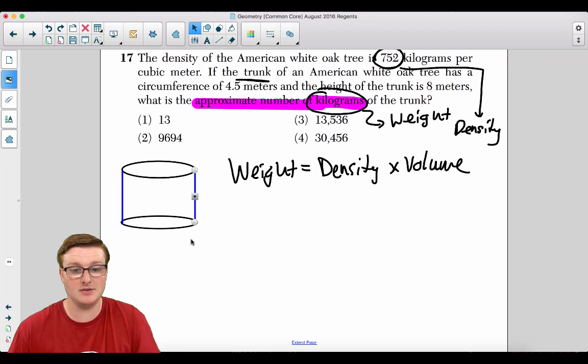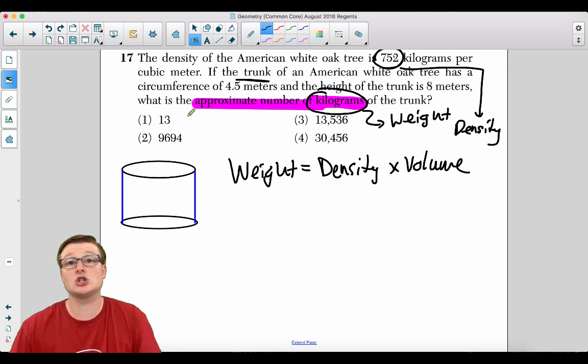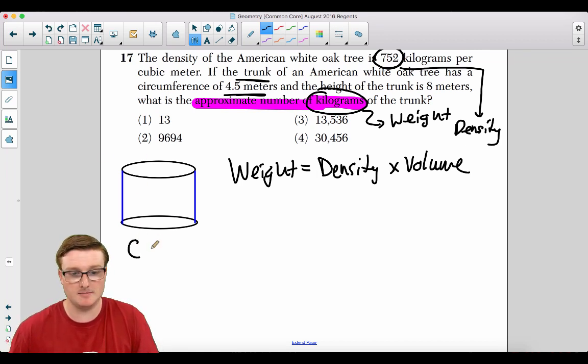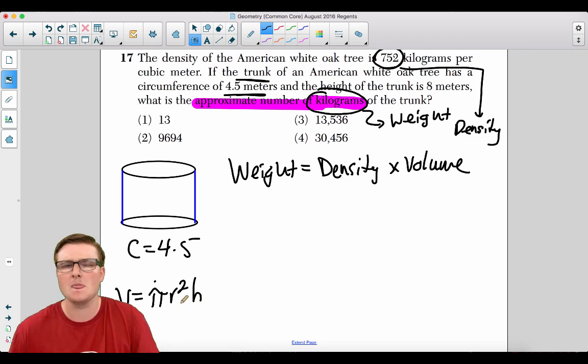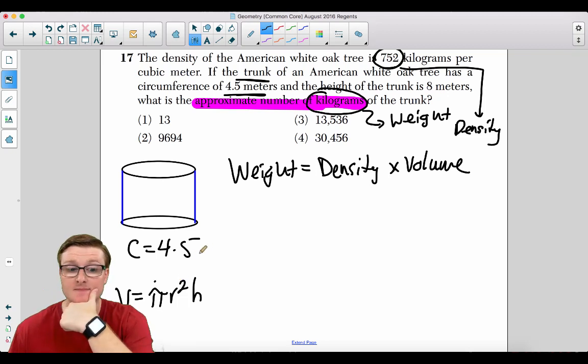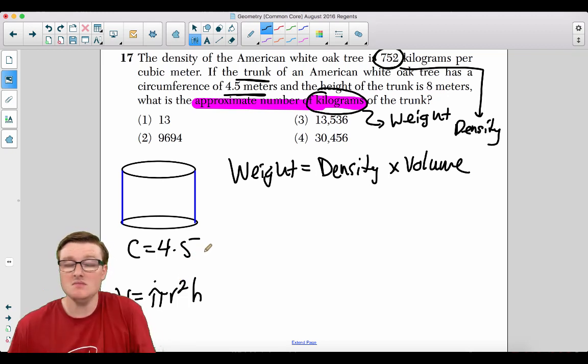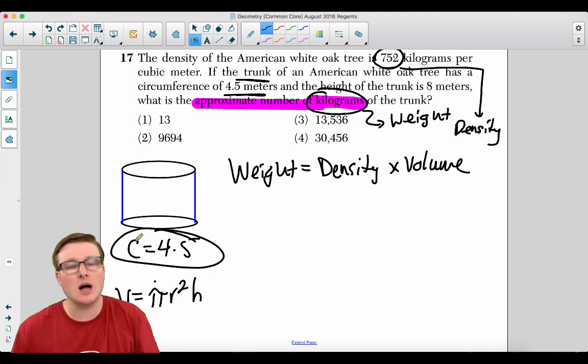Now, a couple of things that they tell us about this cylinder. They tell us that the circumference is 4.5 meters. Well, they tell us that the circumference is 4.5, but what does that really tell us? Well, we need to find the volume of the cylinder. So the volume formula of a cylinder is pi r squared times the height. But we don't have the radius, but we do have the height. We need to solve for the radius. How do we do that? It's all based on circumference.